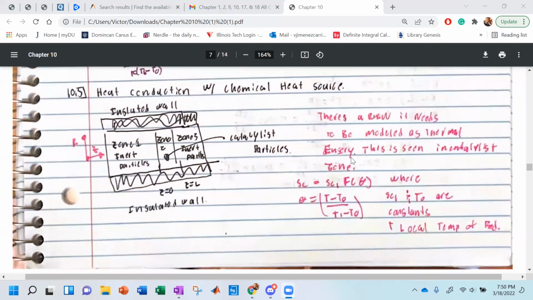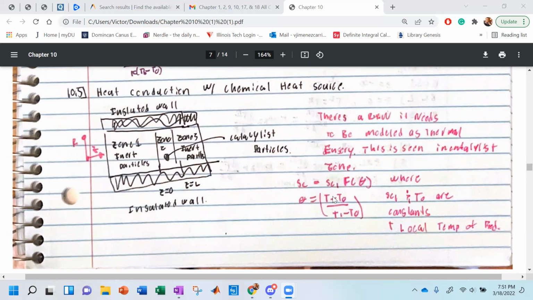Now, zone 1 and zone 3 are boring. We're talking about zone 2 specifically. And zone 2 is sandwiched in between Z equals 0 and Z equals L. And it's between 2 insulated walls, meaning the temperature barely changes. But in this case, because it's a chemical heat source, it's a reaction that we can model through a thermal energy. And this can be done by this arbitrary constant the book gives you that SC is equal to SC1 times the function of theta.